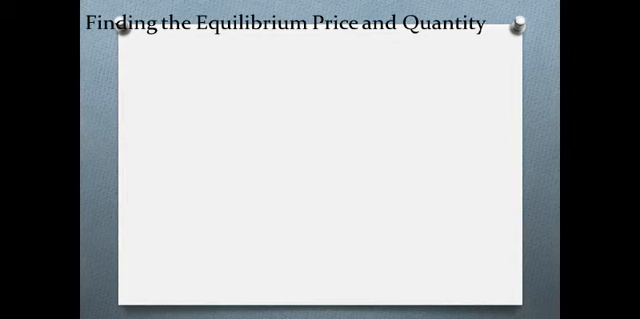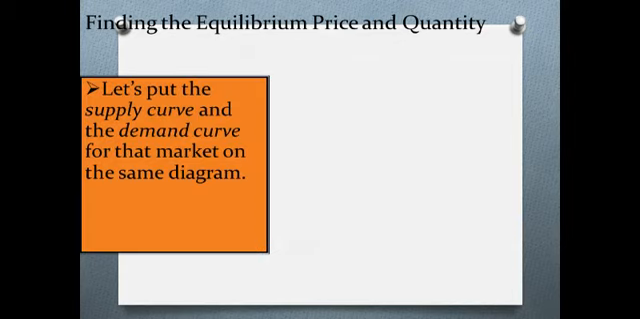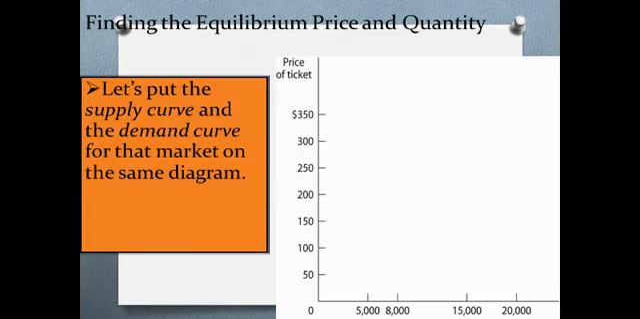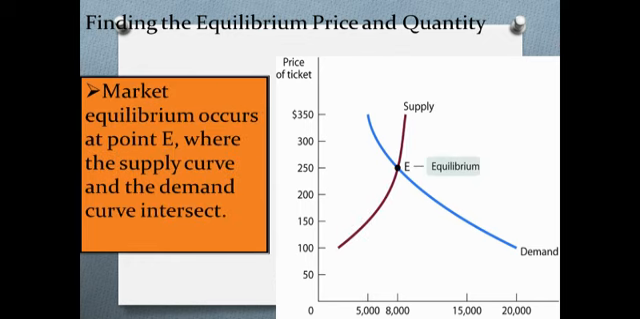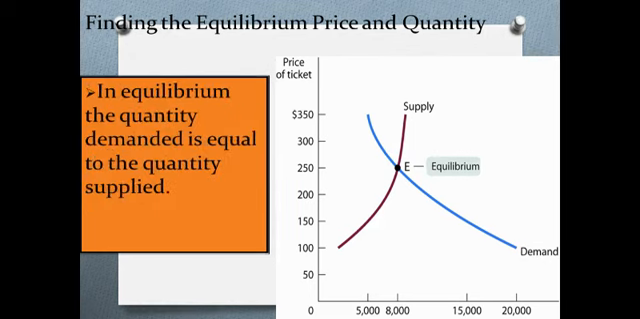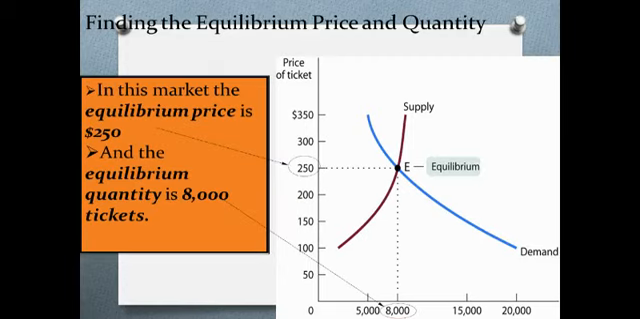Very important. So, finding the equilibrium price and quantity, how exactly does that work? Let's put the supply curve and the demand curve up again. Okay, here we go. And there's our equilibrium. We have our supply, we have our demand. So, we have point E, and that's where the supply and demand intersect. Very important, equilibrium. Remember it. All right. So in equilibrium, the quantity demanded is equal to the quantity supplied. We've talked about this before. Okay. And in this particular situation, it's 250 and 8,000. Okay. Equilibrium price is 250. Equilibrium quantity is 8,000. Okay.